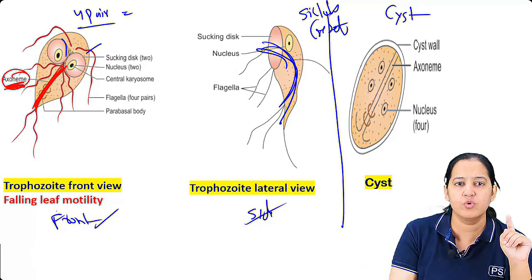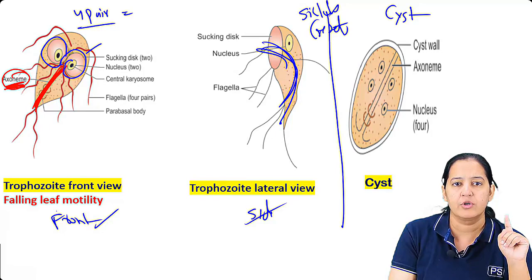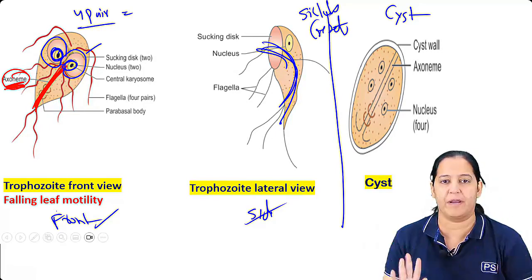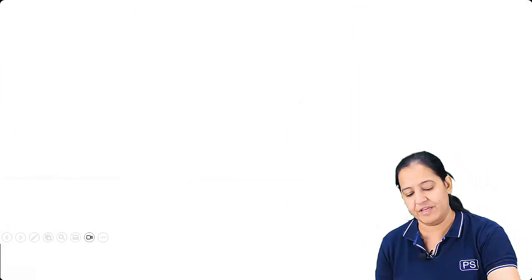You can see two nuclei are there, and two parabasal discs are there. Two nuclei, two parabasal discs. So I'm drawing it on the next page. You can also draw with me.